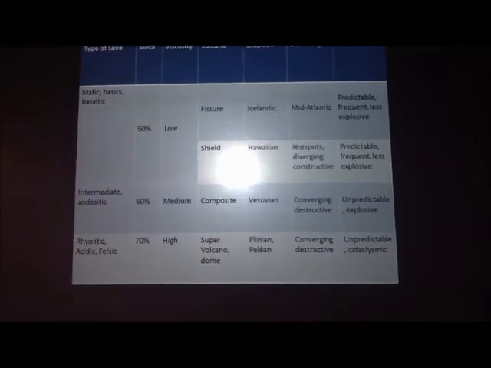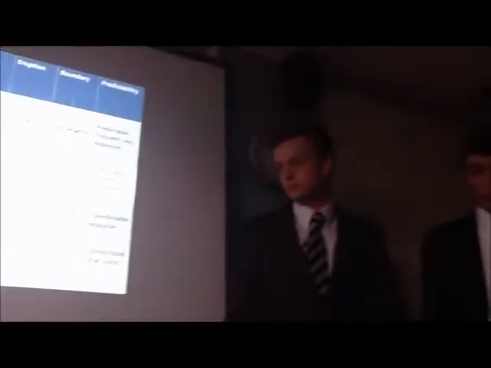So as you go down, intermediate lava is more explosive, it's got higher viscosity than basic lava, and tends to be at constructive, converging destructive plate boundaries. Then finally, there's a really explosive one, it's rhyolitic. Cataclysmic ones, as I might say. So that's rhyolitic lava. It's got 70% silica, very high viscosity. And they're supervolcanoes or dome volcanoes. And as Ben said before, they're Pelean eruptions or Plinian.